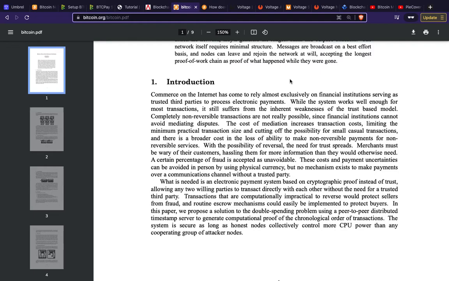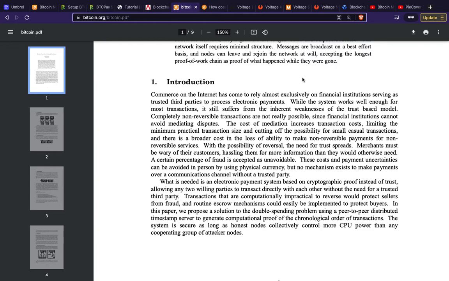And you have to trust them not to break into your account. It's all a mess, and you have no defense against that. A certain percentage of fraud is accepted as unavoidable. These costs and payment uncertainties can be avoided in person by using physical currency, but no mechanism exists to make payment over a communication channel without a trusted party.